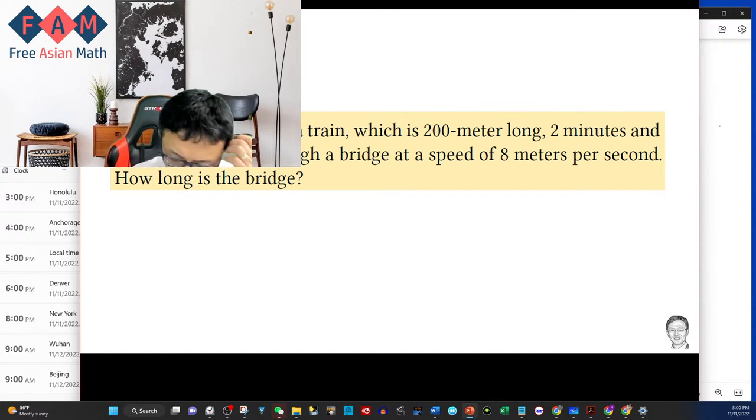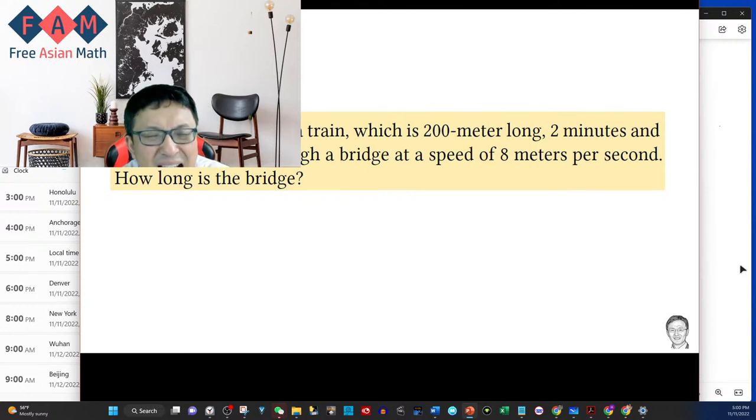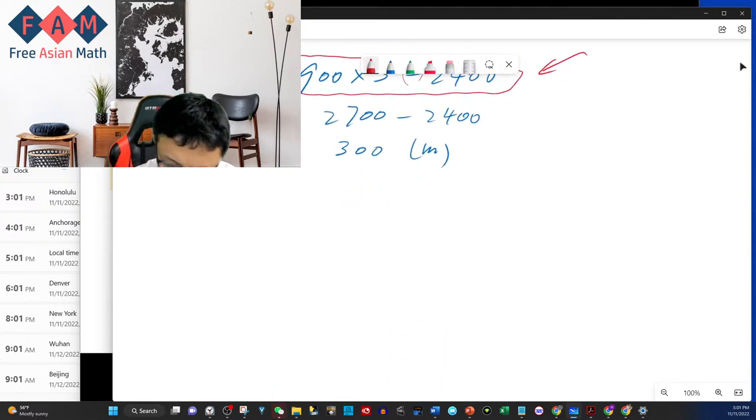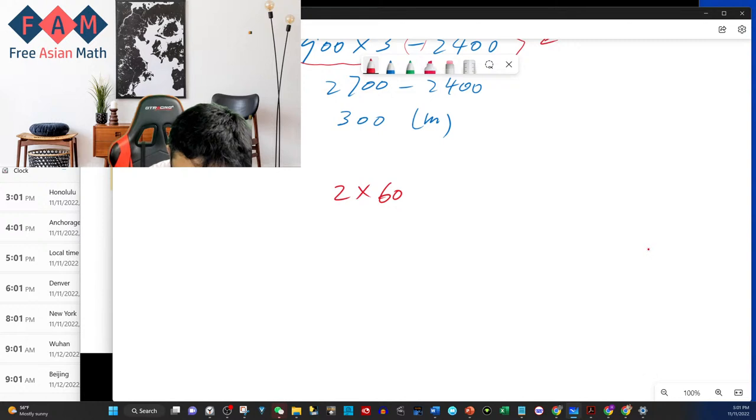So that's quite straightforward, almost like last time, but we do need a little bit of additional conversion. That is, we know the speed is 8 meters per second. And we know the time is a compound one. It's 2 minutes and 5 seconds. So we have to first make an adjustment, make sure that we are comparing apples to apples. So the time has to be adjusted, 2 minutes, 5 seconds. That is 2 times 60 plus 5.